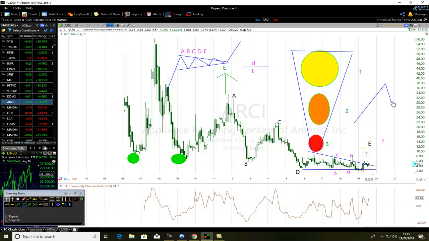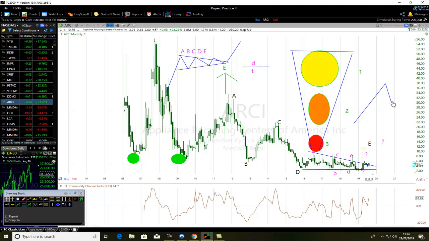That's why, this is a very important point, very often, not always, the Y wave of a WSY wave is usually a triangle, ABCDE, because the correction has been prolonged. If the W and the X are not ABCDE corrective waves, the Y wave is likely to be an ABCDE corrective wave.